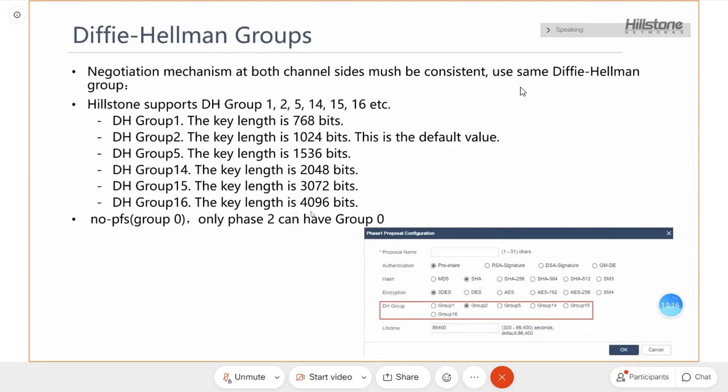And the negotiation mechanism at both ends must be consistent, so we need to use the same DH group. Currently, we support these types of DH groups with different key lengths. Group 2 is the default one that we use for IPsec. And only phase 2 will use group 0, which is no PFS. As you can see, this is phase 1.